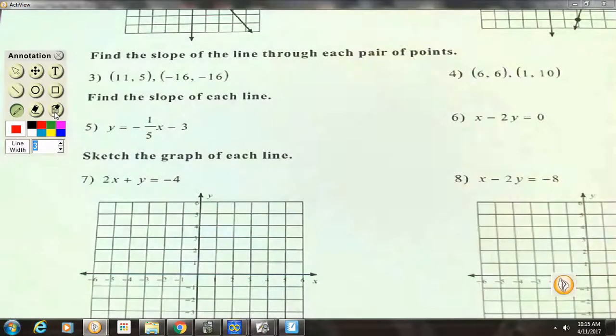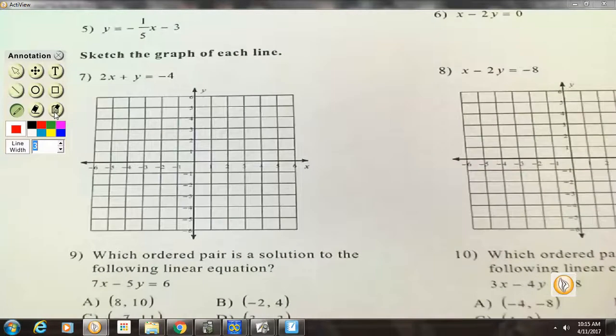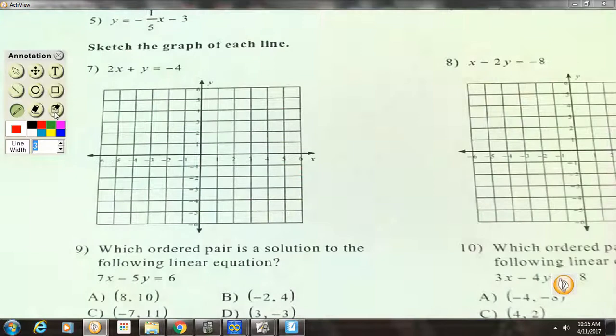How about graphing? If I gave you an equation, could you graph it? What form do we want our equation to be in order to graph it? Y equals mx plus b. So is number 7 in that right form? No. So you guys should be able to rearrange that equation to put it in slope-intercept form, and then we'll graph it. When we graph, what do we start with? The y-intercept. So begin where your b is, and then you can rise and run with your slope.